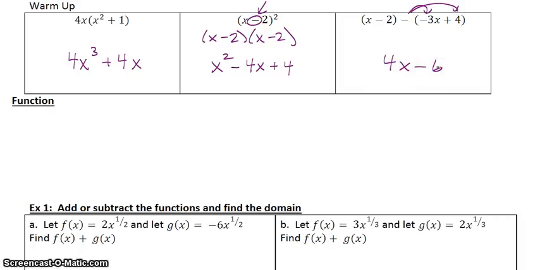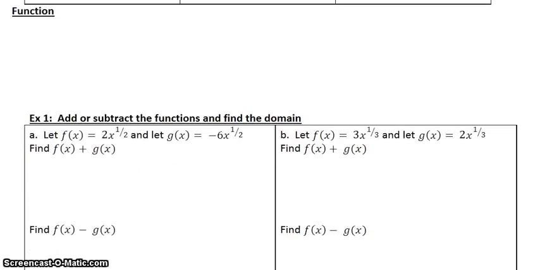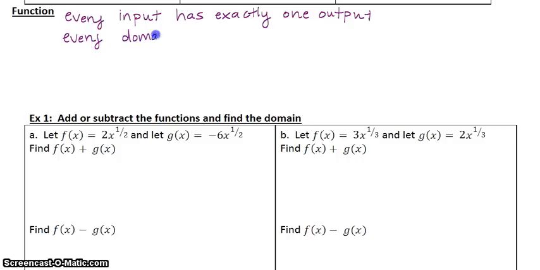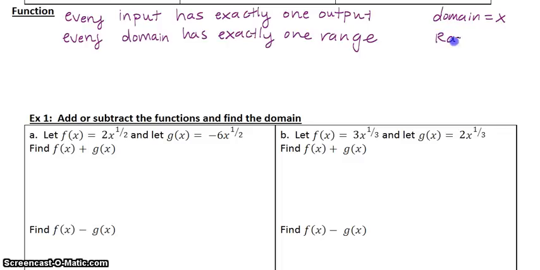Alright, review from Geometry 2. A function is a relation in which every input has exactly one output. Every input has exactly one output. Another way we could say that is every domain has exactly one range. And just a quick reminder, domain or the input is x and the range or the output is y.